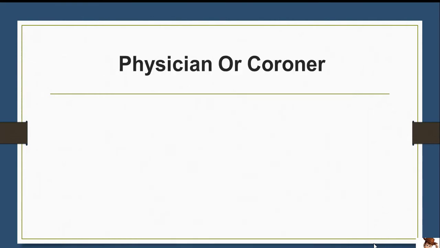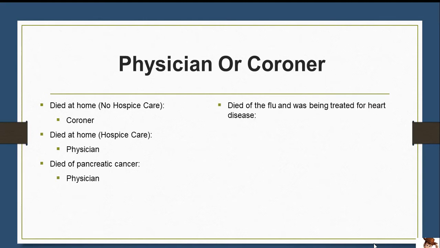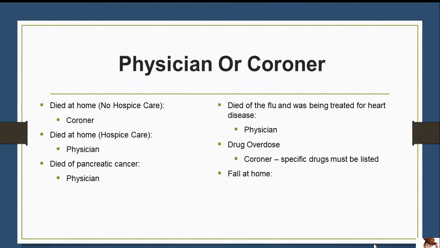Now, for the physician or coroner, we will determine certain causes of death on who should be responsible for the medical portion of the record. If the decedent died at home with no hospice care, it is a coroner case. If they died at home with hospice care, it is the hospice physician. If they died of pancreatic cancer, it is a physician's case. If they died of the flu and was being treated for heart disease, it is a physician case. If it is a drug overdose, it is a coroner case and specific drugs must be listed. If they had a fall at home, it is a coroner case.